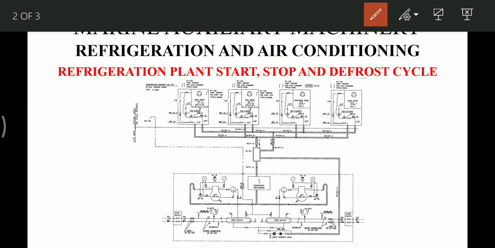refrigeration plant system. The thing is, these systems are designed to operate one plant at a time. Suppose this is plant 1 and this is plant 2. Both plants cannot be run parallelly for continuous operation over a long duration, but provision is there so that we can run them parallelly for some time. So at one time only one plant will be running. Let's suppose system 1 is running.